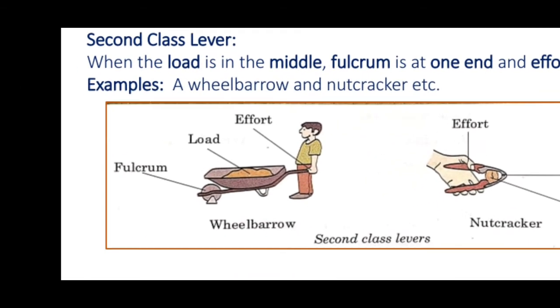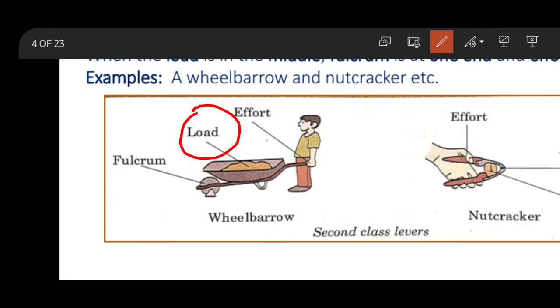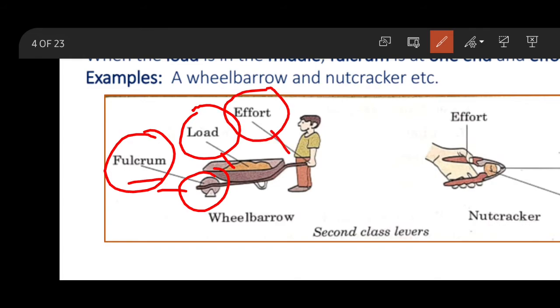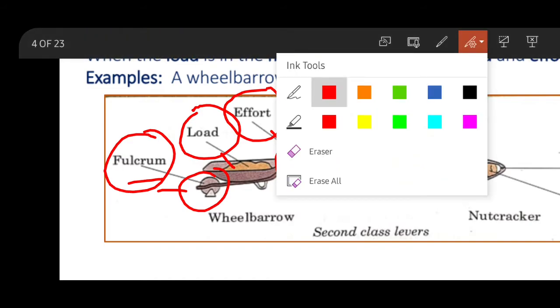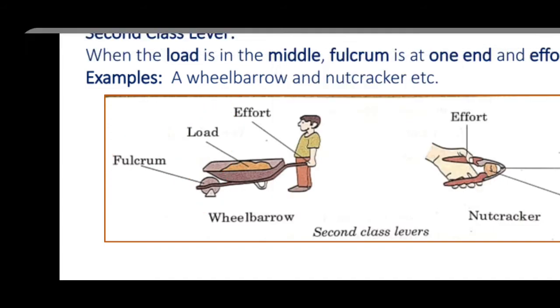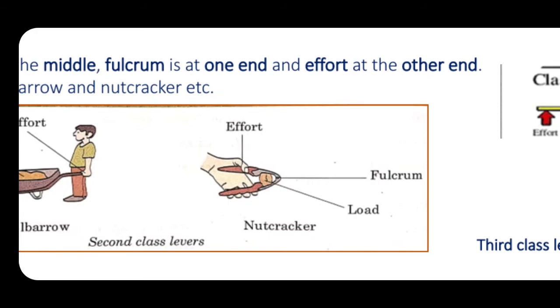This is the load. According to the rule of second class lever, this is the load, and the support of this wheelbarrow is the fulcrum, this wheel. Because of this fulcrum, the wheelbarrow is able to move. So this is the fulcrum, and this is the effort applied by the man. So this is the example of second class lever.